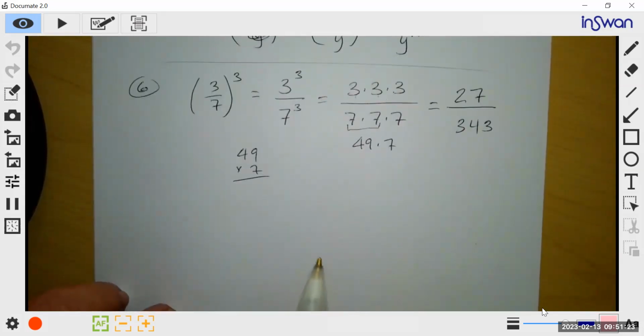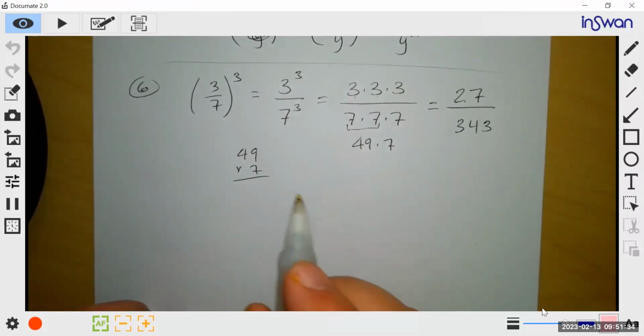So do 49 times 7. Again, try not to use calculators. You don't need it because you can do this with pencil and paper. You have to practice your skills. The reason you have trouble with multiplication skills is because you depend on a calculator way too much. Just use your calculator to check your answers.